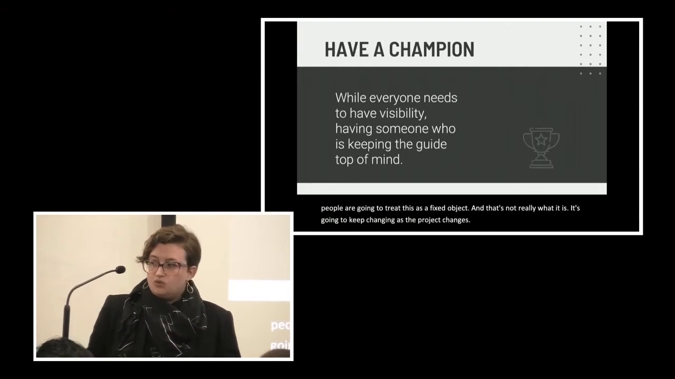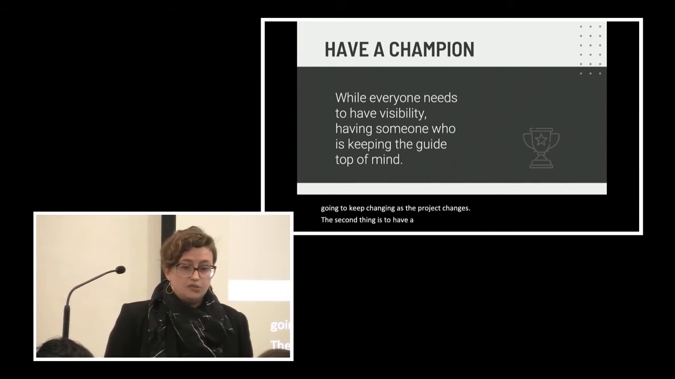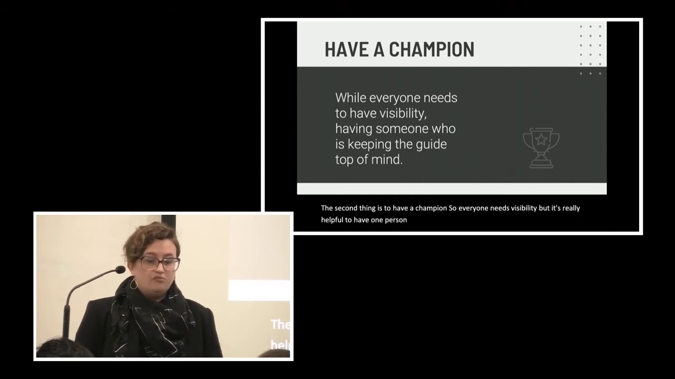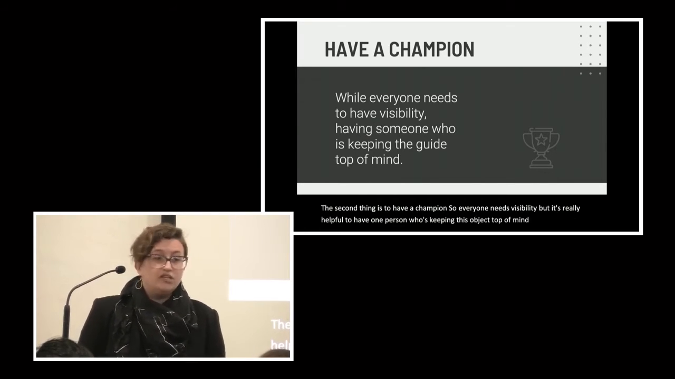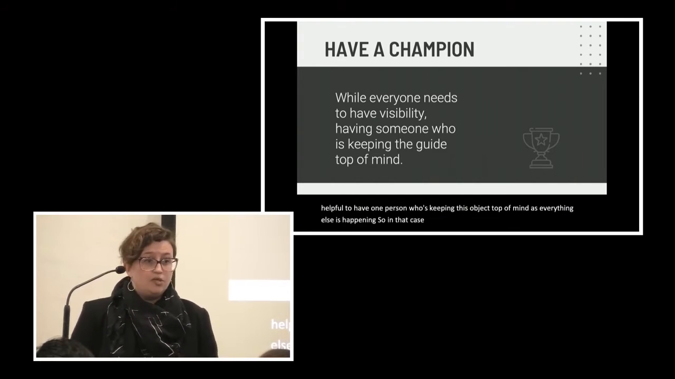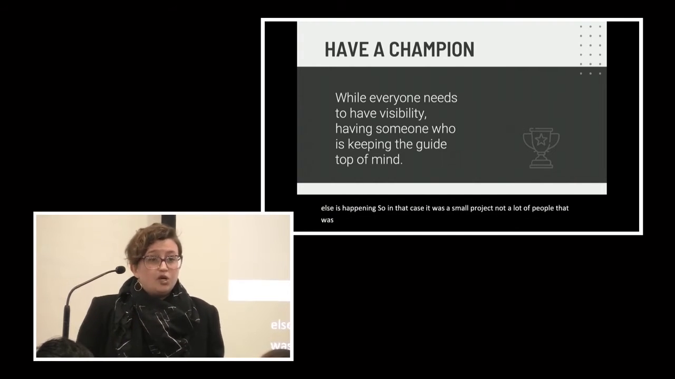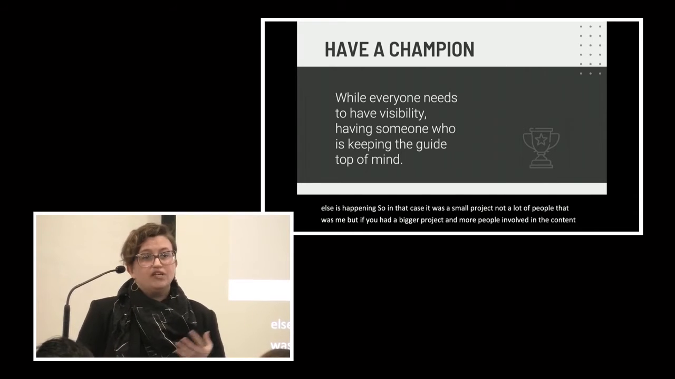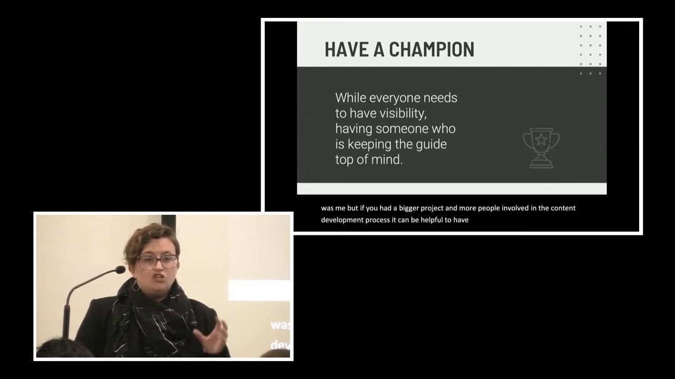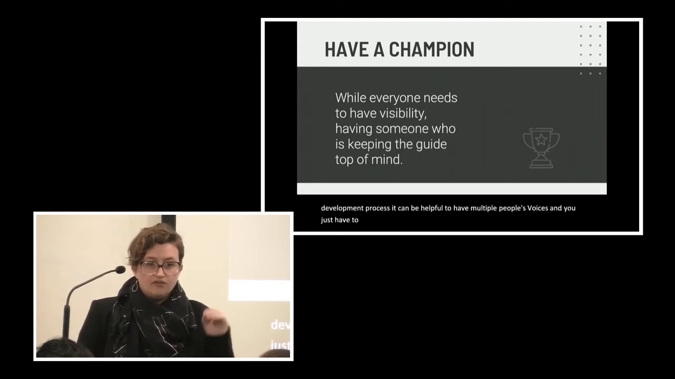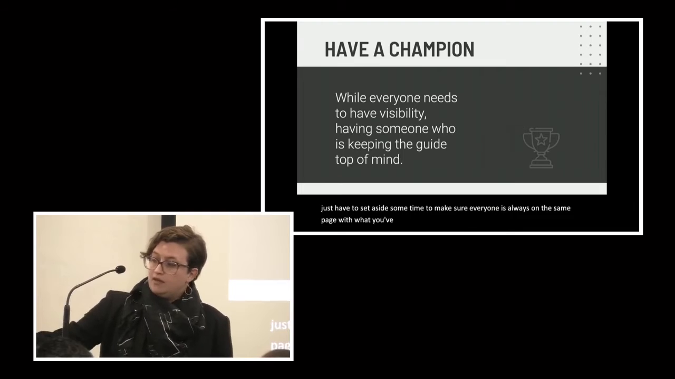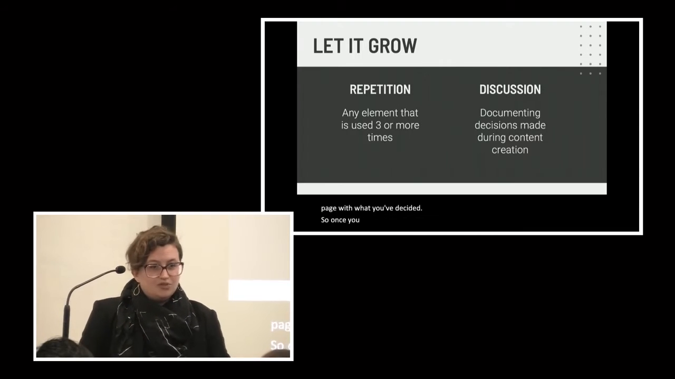The second thing is to have a champion. So everyone needs visibility, but it's really helpful to have one person who's keeping this object top of mind as everything else is happening. So in that case, it was a small project, not a lot of people, that was me. But if you had a bigger project and more people involved in the content development process, it can be helpful to have multiple people's voices in. You just have to set aside some time to make sure everyone is always on the same page with what you've decided. So once you have those things, then it's time to let it grow.